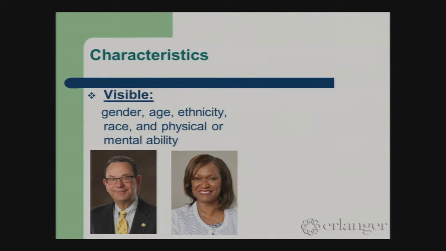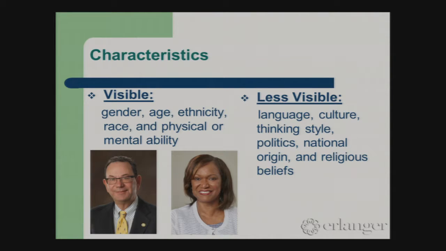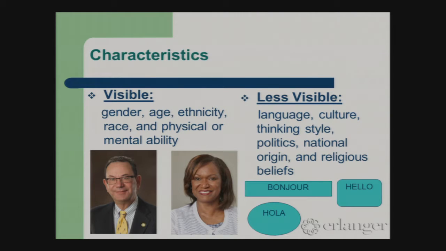So what is visible? Gender, age, ethnicity, race, and I disagree with this last part, physical or mental ability. We don't know based on this picture what their mental or physical ability is. Less visible: their language, culture, thinking style, politics, national origin, and/or religious beliefs.